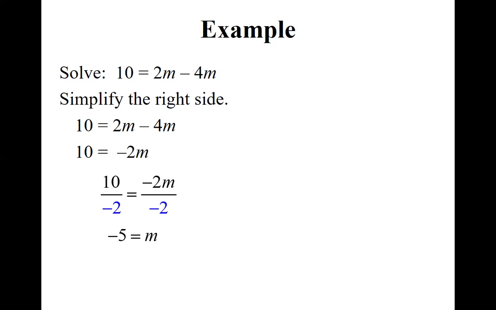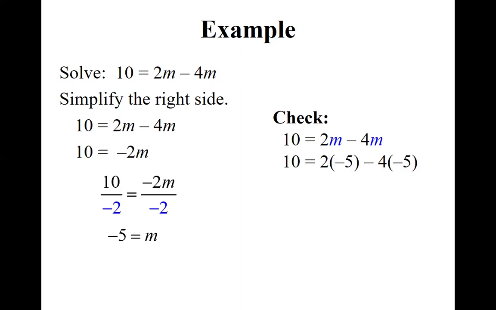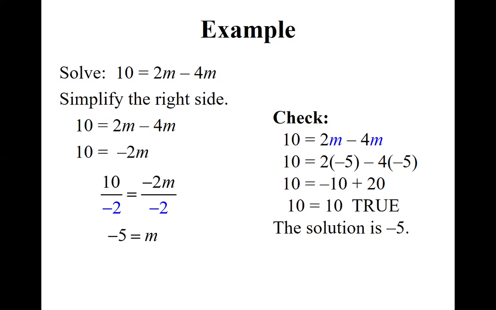If we go to check, we're going to plug -5 in for m in the original equation. So we have 10 equals 2 times -5 minus 4 times -5. 2 times -5 is -10. -4 times -5 is +20. -10 plus 20 is 10. So 10 equals 10. That's true. The solution checks. The solution is -5.